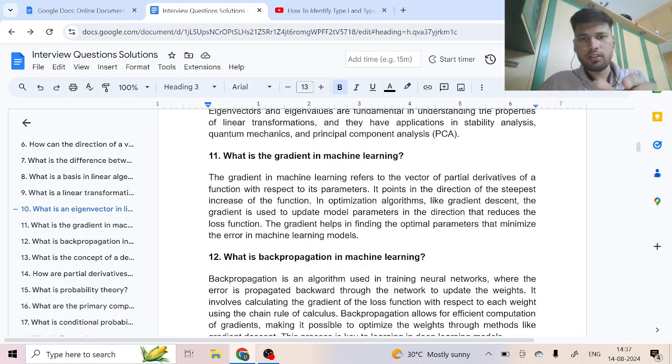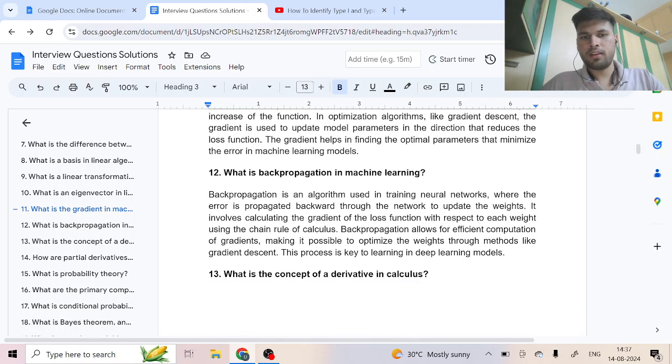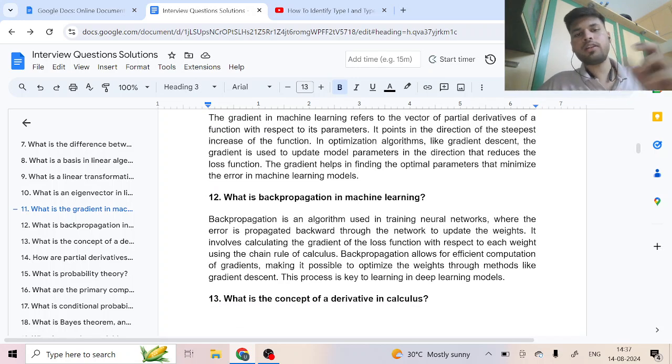So in this gradient, one learning rate concept is used that we further studied in the machine learning concept. The gradient helps in finding the optimal parameters that minimize the error in machine learning models. Back propagation is a little bit related to that gradient. So what is back propagation?